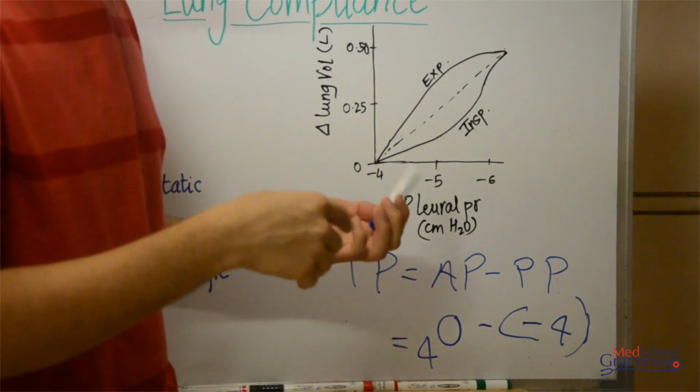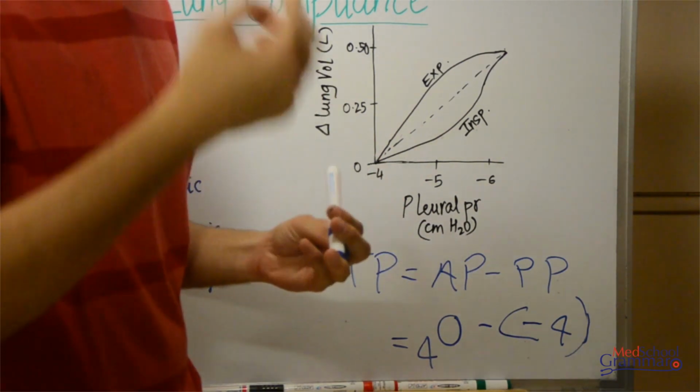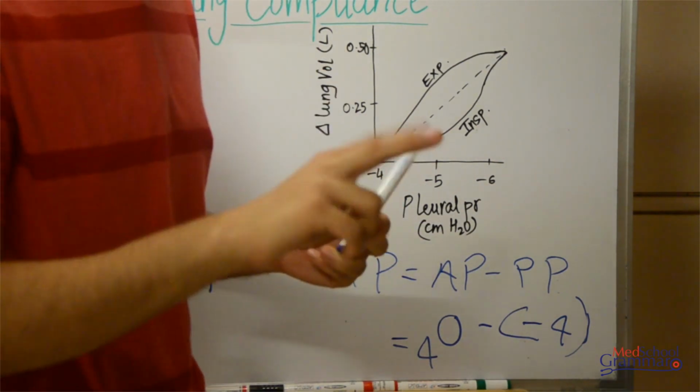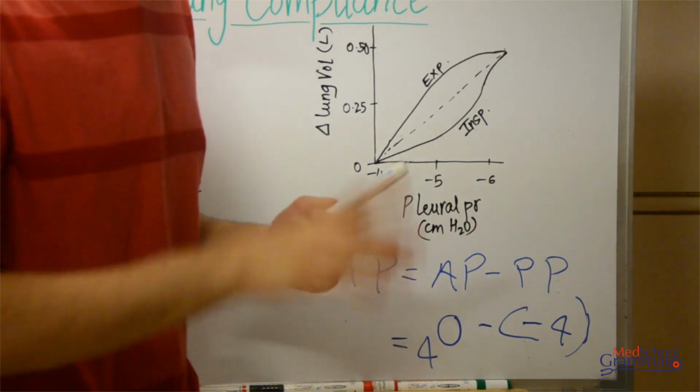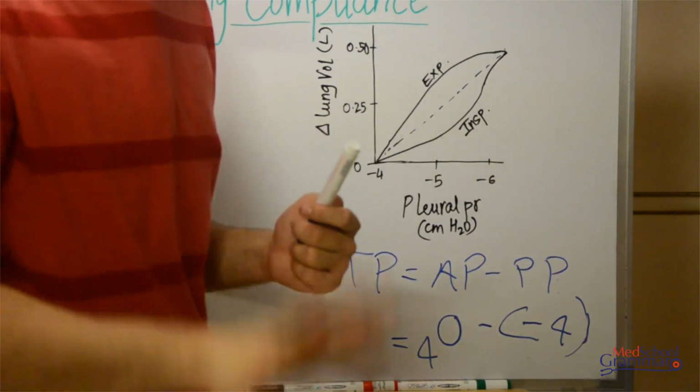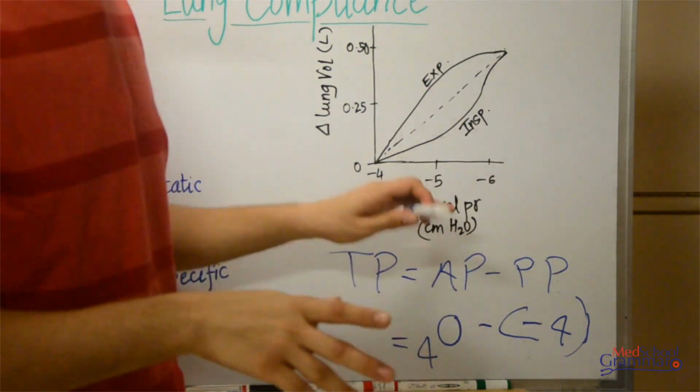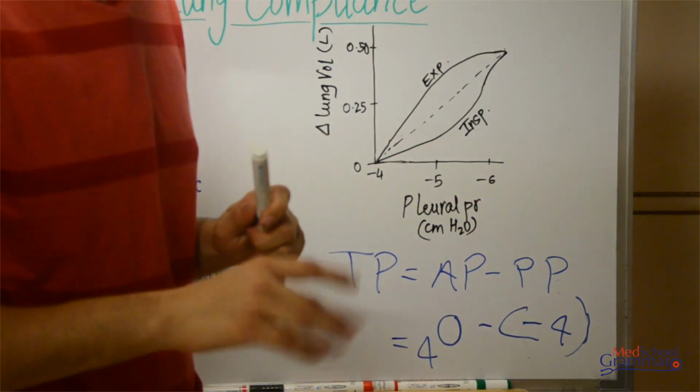This can be measured by using a balloon that is inserted into the esophagus, and transesophageal pressure is calculated. Transesophageal pressure and pleural pressure are the same. So that is how we measure or calculate pleural pressure.